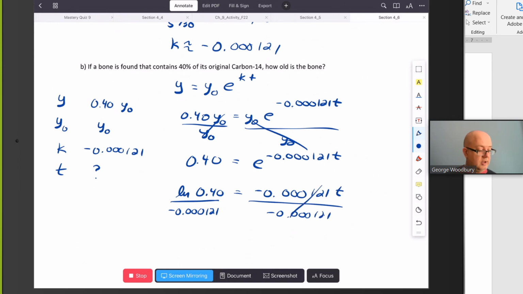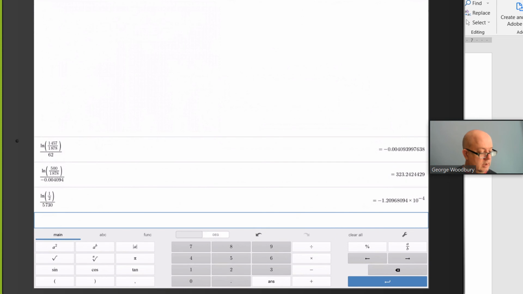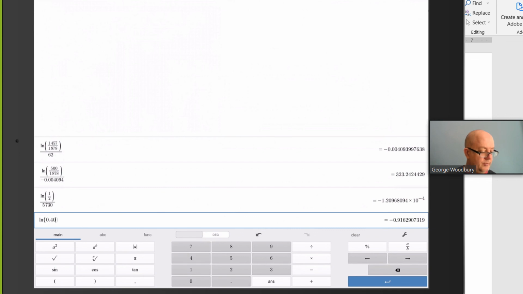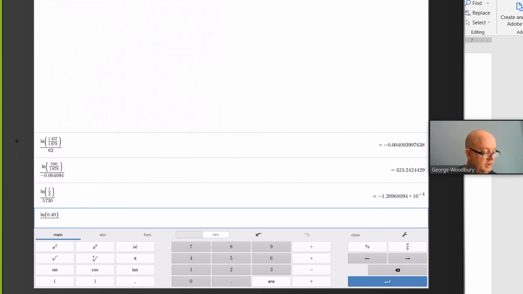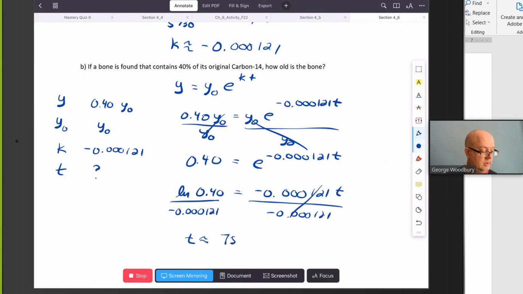We just need to go to the calculator to approximate it. Here we're talking about years, so we'll round it to the nearest whole number. Function, natural logarithm, back to main, of 0.40 divided by negative 0.000121. And rounding to the nearest year, that's 7,573. So the bone is approximately 7,573 years old.